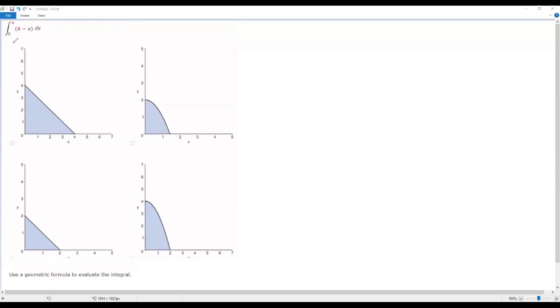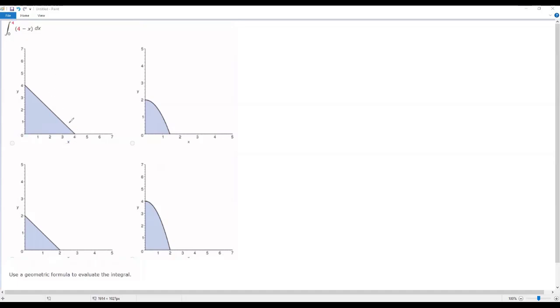Okay. So whenever I evaluate a definite integral with respect to x, we have to understand that we find the area between the curve represented by the function we have over here and the x-axis from x equals 0 to x equals 4. So first, let's identify the figures where we have the limits x equals 0 to 4. In the first one, the starting value of x is 0 and the ending value of x is 4, the same limits that we have in the integral.